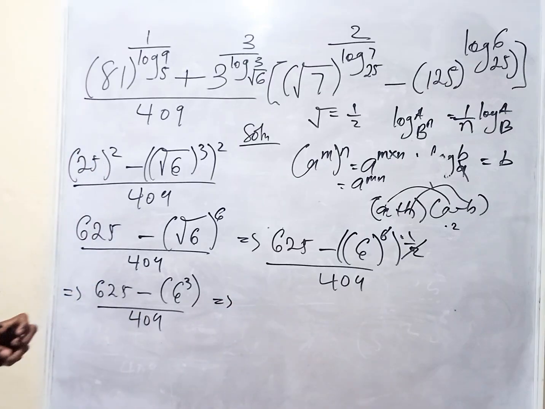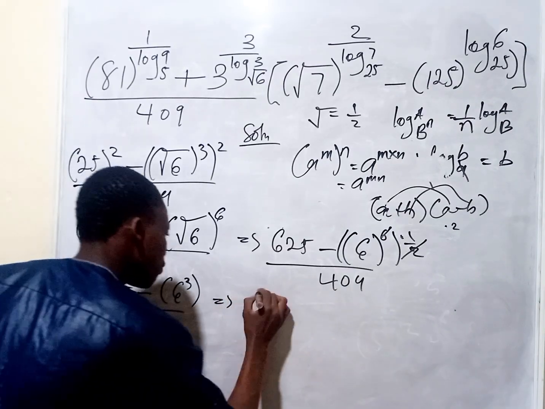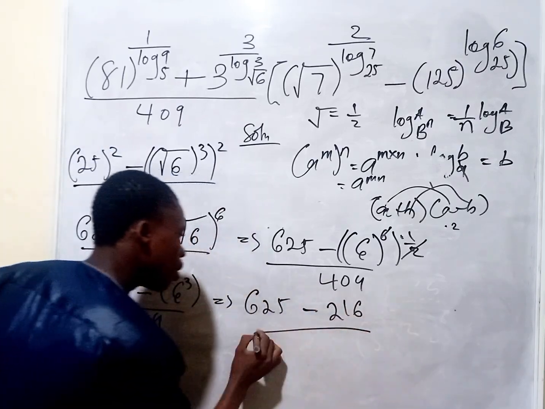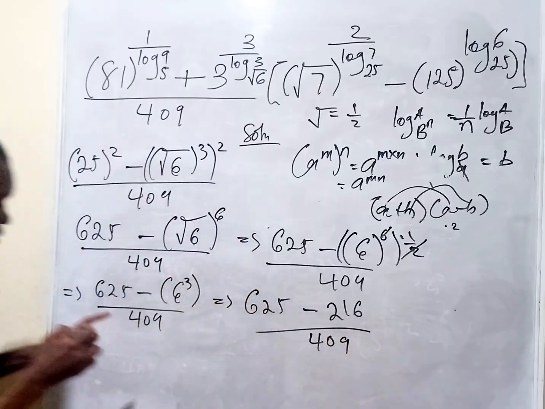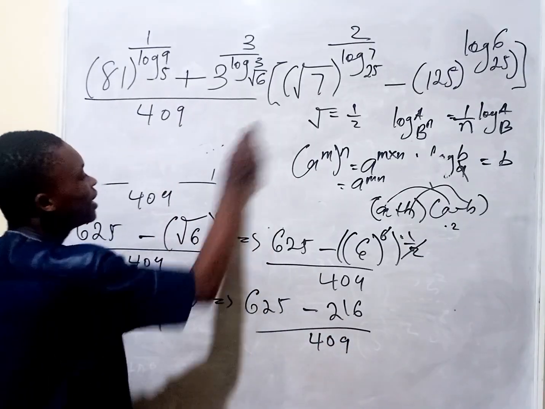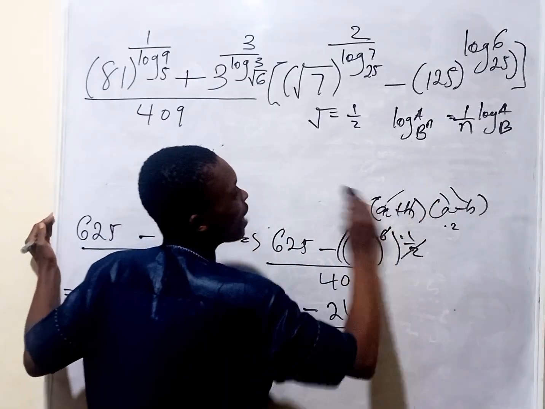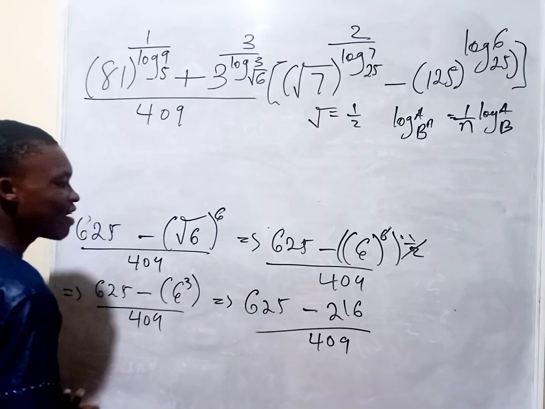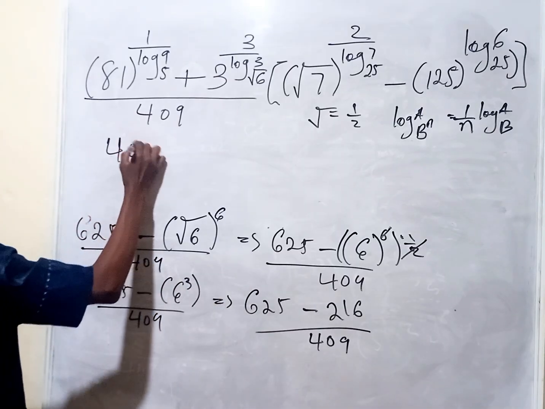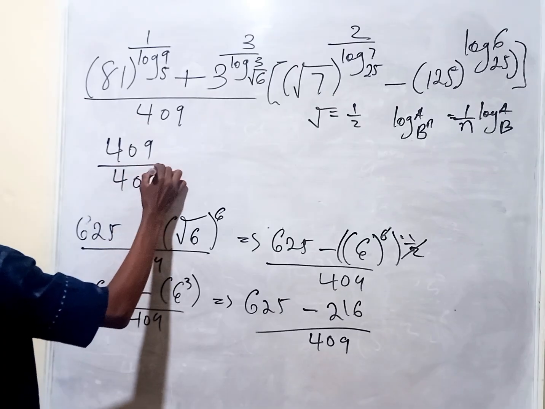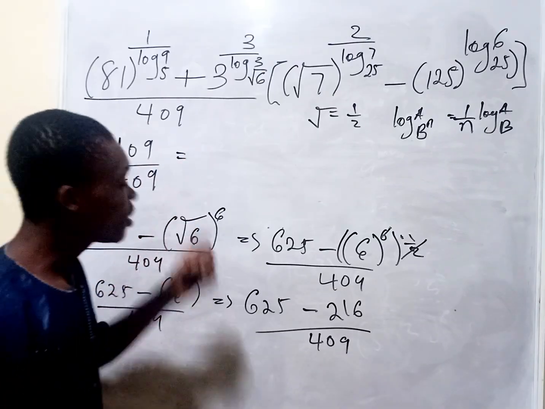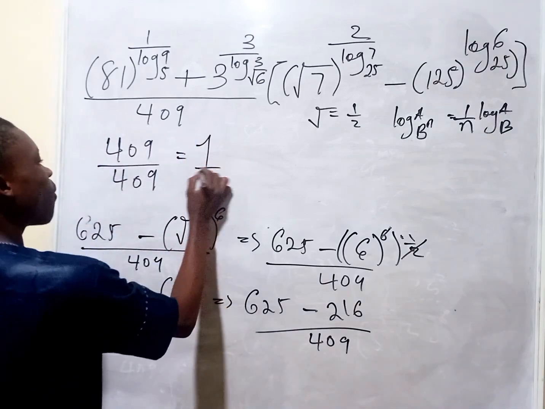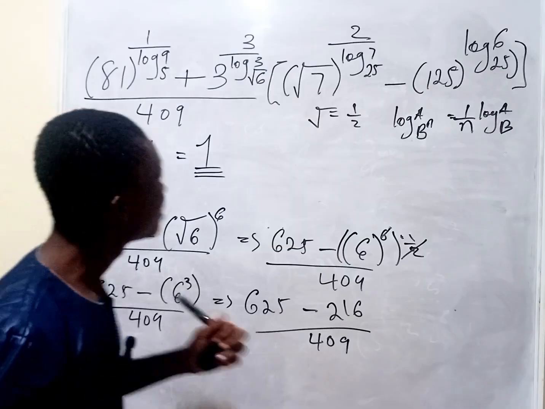So, and this implies that, what do we say? It's a 625 minus 6 cubed here is 216. All divided by 409. So finally, we have arrived here. So how do we work on this? 625 minus 216. Clearly, this is just 409. All divided by 409. And what do you think is the answer? 409 divided by 409. And this is just what? 1. And this is the right answer to this logarithmic expression.